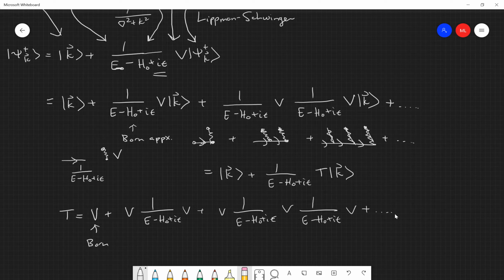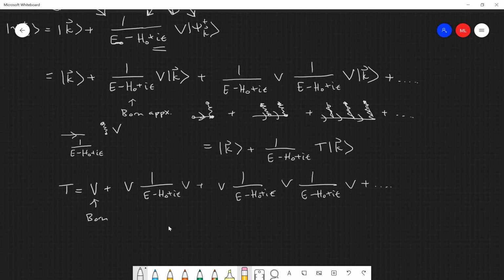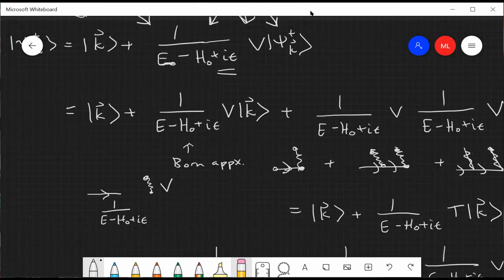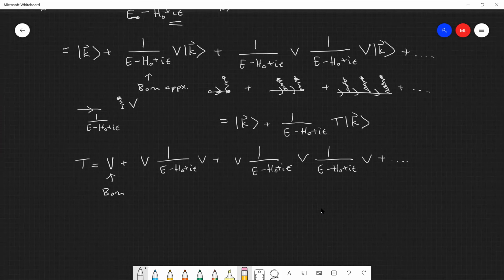But it's unclear that you can sum up this infinite series, or if it converges. So there are issues with that. But formally speaking, this is a solution to the scattering problem. So there you have it.